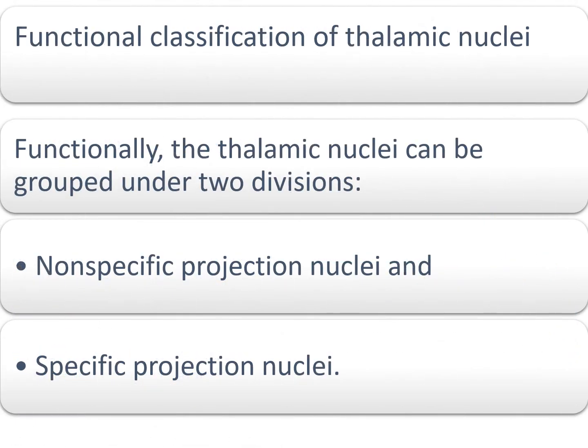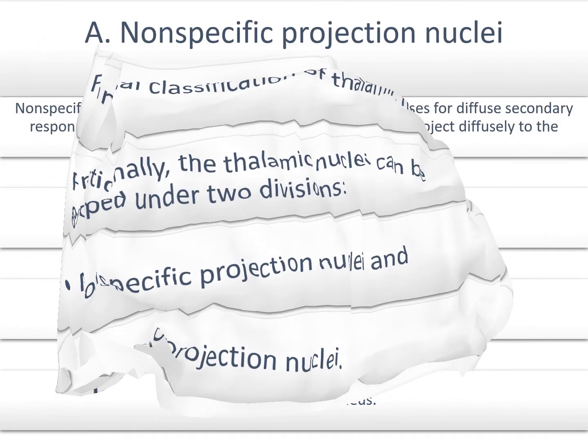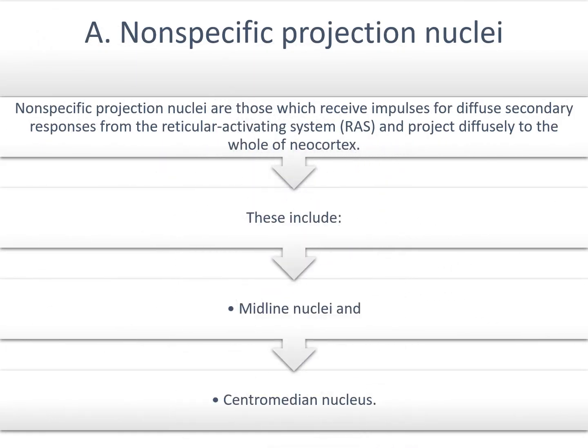Now, the functional classification of thalamic nuclei. They can be grouped under two divisions: non-specific projection nuclei and specific projection nuclei. Non-specific projection nuclei receive the impulses for diffuse secondary response from the reticular activating system and project diffusely to the whole of the neocortex, and they include the midline nuclei and the centromedian nucleus.